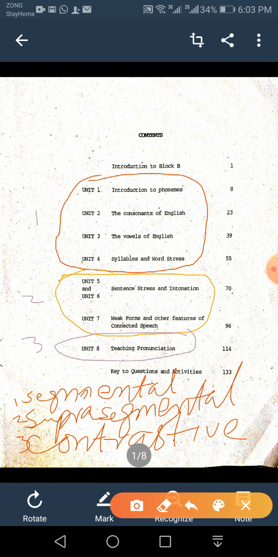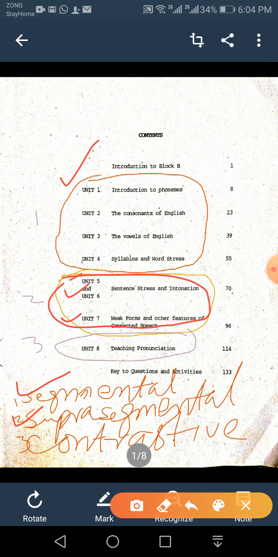eight units, but these four units, unit 1, 2, 3, and 4, are about segmental phonology. Okay, they will talk about segments. And in the second group, the fifth, sixth, and 7th units make up one group. They relate to suprasegmental phonology, in which we study sounds in connected speech.